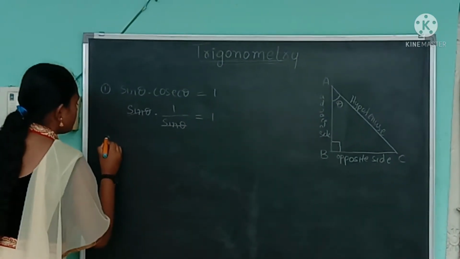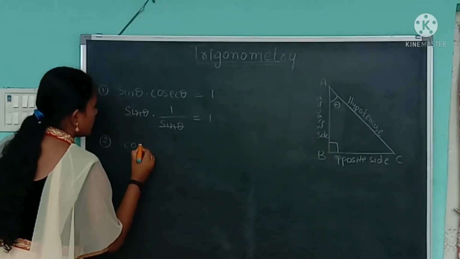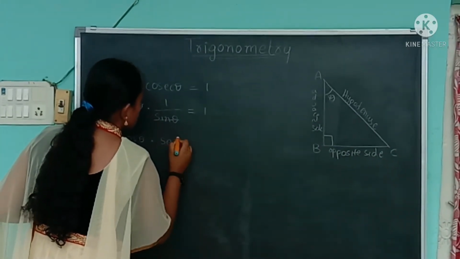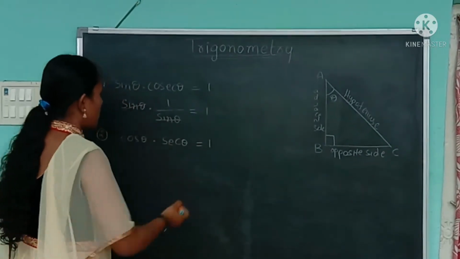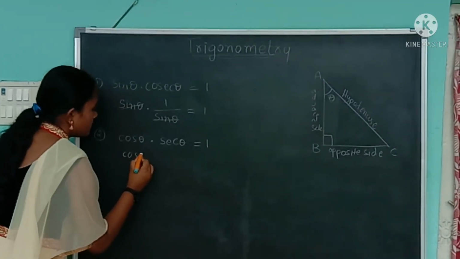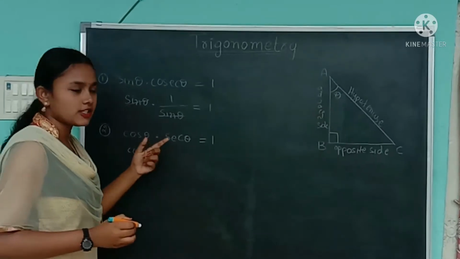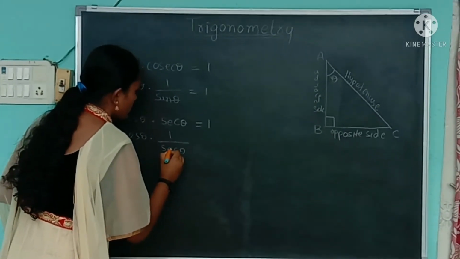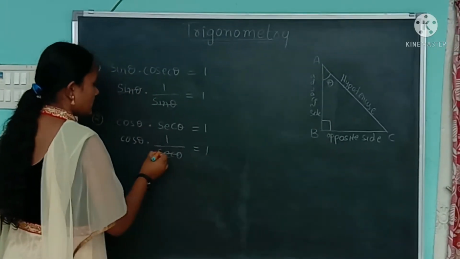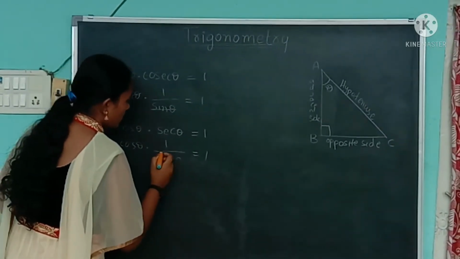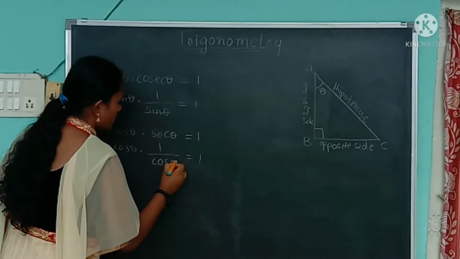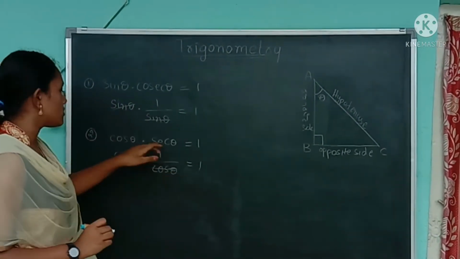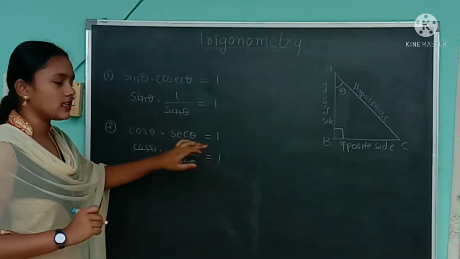And the second one, cos theta into secant theta, is also 1. So cos theta into secant theta, secant theta is the inverse of cos theta. So cos theta into 1 by cos theta, so cos theta will get cancelled. 1 is equal to 1. So cos theta into secant theta is equal to 1.